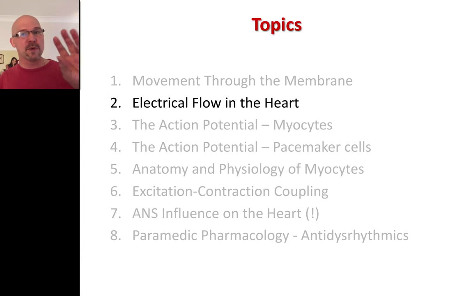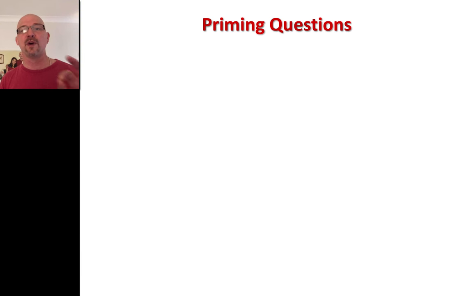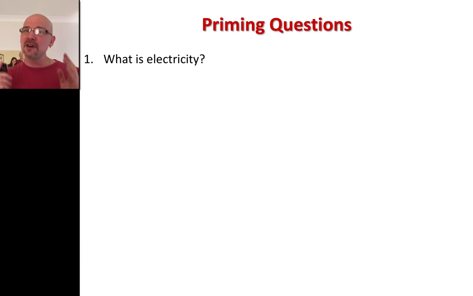First one, we talked about movement through the membrane. This one is electrical flow in the heart. Here are your priming questions. Here are the questions for you to think about as we go through this lecture. What is electricity? What even is that stuff? It's all around us. Do you understand what electricity actually is? Because explaining how our heart creates electricity is going to be kind of difficult if you don't even know what electricity is. So let's talk about what electricity is.